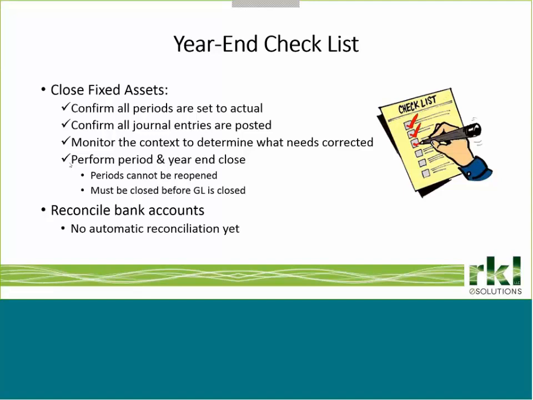So reconcile bank accounts. You want to make sure your bank recs are done before year end, just so that you can tie cash out. And there's no automatic reconciliation yet. There's an enhancement request out to Sage to get that going someday. So any questions on the fixed assets close?